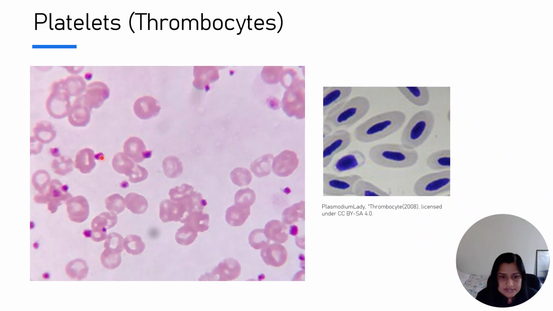So here you can easily identify platelets. Usually in the case of mammals, the platelets are enucleated cytoplasmic fragments mainly formed from the megakaryocytes. In the case of avians, we call it a thrombocyte. It is a nucleated structure in avians.